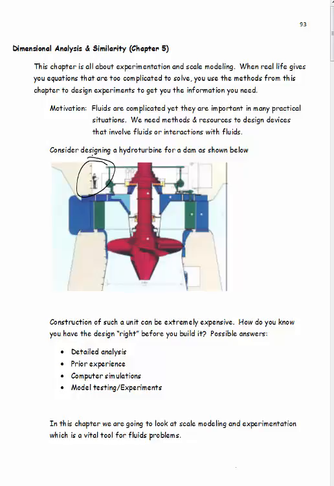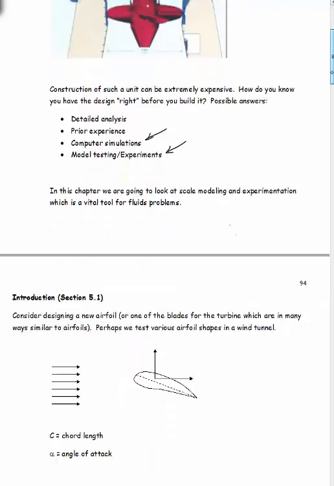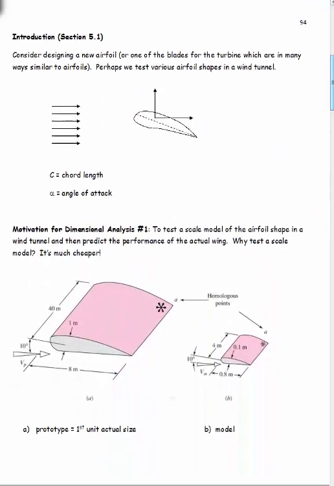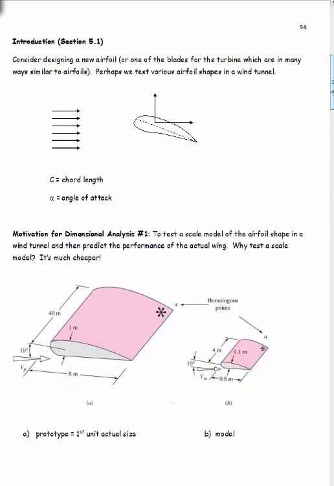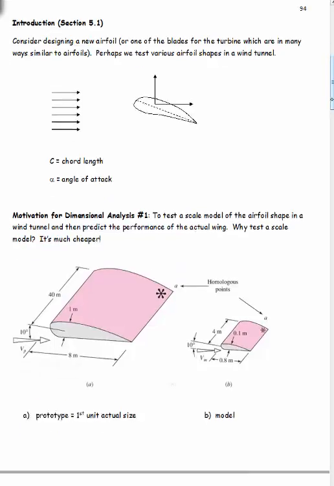So instead what you're going to do is you're going to start your design with computer simulations. Okay, and they'll give you a lot of information, but they're not always super accurate. So then what you want to do possibly is go to model testing or experiments, and that'll give you more information. So this chapter is really all about the experiments, okay? And you'll find that what you want to do when you're doing experiments is convert everything to non-dimensional parameters, and that will save you a lot, and we'll talk about that right now.